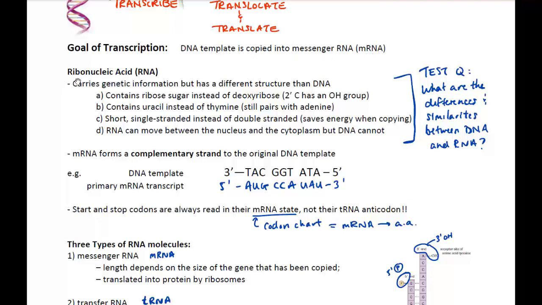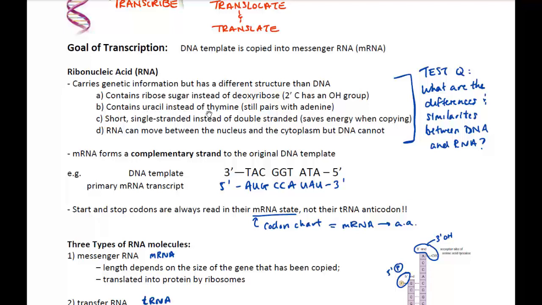It's important to note some differences between RNA and DNA. Obviously, they both carry genetic information, but RNA has a different structure, and this actually ends up being a really good test question. We focus on the differences in structures and similarities, actually. That's also part of a good test question. Basically, you should already know this, but it contains a ribose sugar instead of deoxyribose. In other words, at the 2' carbon, it has the full OH group, whereas the deoxyribose only has the H, so deoxy is missing an oxygen.